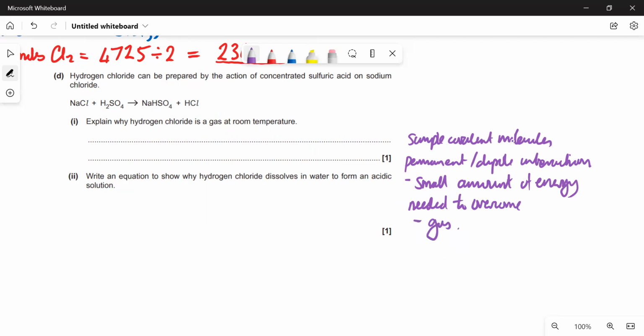Okay, part 2, show an equation to show why hydrogen chloride dissolves in water to form an acidic solution. Okay, so hydrogen chloride, HCl, covalent HCl is a strong acid. It will protonate water molecules to form H3O+ ions in solution, which we sort of consider to be H+ ions normally, don't we? And we'll have chloride ions as well. That would be the equation I would write there, rather than just HCl going to H+ plus Cl-, because H+ doesn't really exist, of course. It's really H3O+.